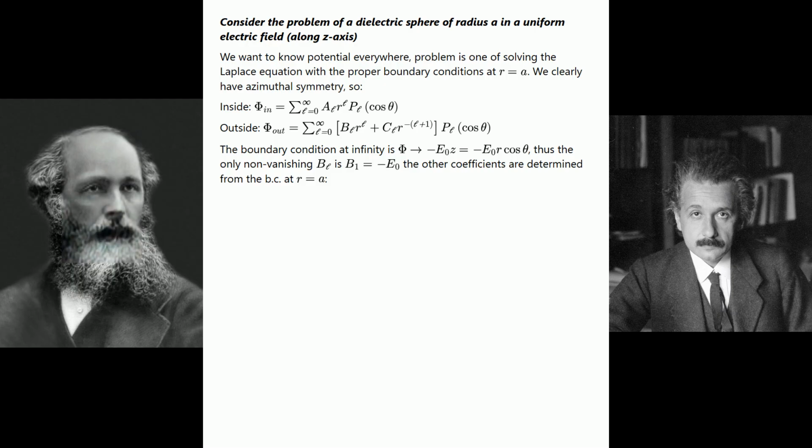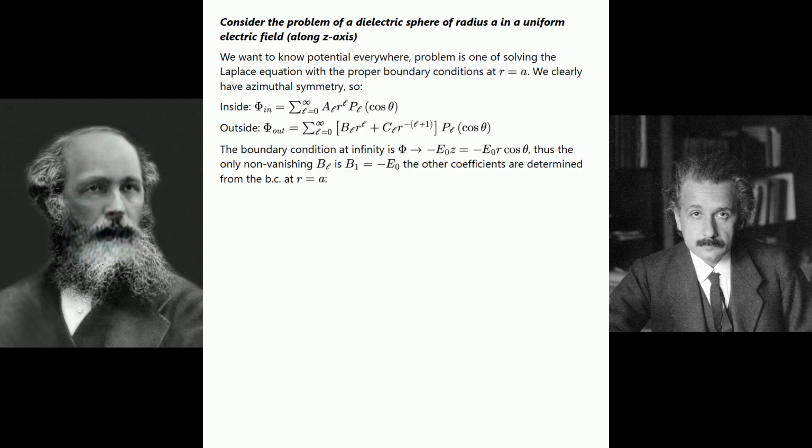We clearly have azimuthal symmetry, so inside, Φ_in equals the sum from l equals 0 to infinity of a_l r to the l-th power P_l of cosine theta. Outside, Φ_out equals the sum from l equals 0 to infinity of [b_l r to the l-th power plus c_l r raised to the negative (l+1) power] times P_l of cosine theta.